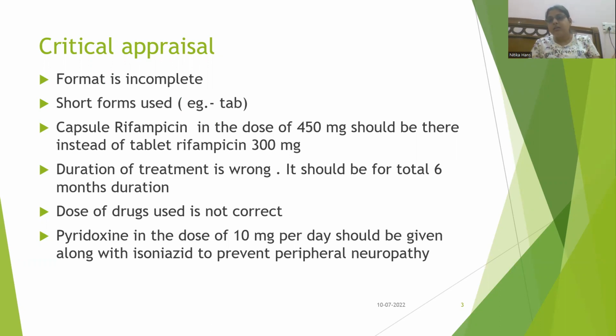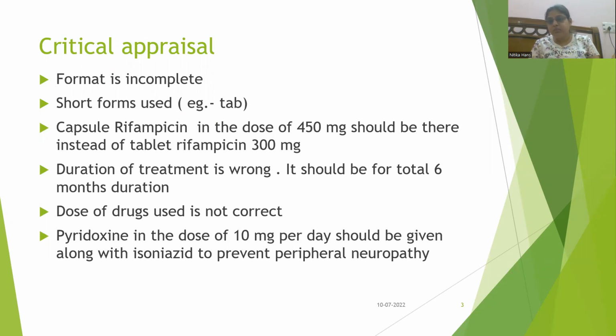It is 2 HRZE plus 4 HR, meaning for the first 2 months, 4 drugs are given, and for the next 4 months, 2 drugs are given. It should be a total of 6 months. Dose of drugs used is not correct. The doses of the drugs isoniazid, rifampicin, pyrazinamide and ethambutol are not correct.